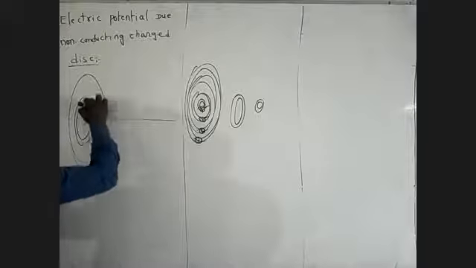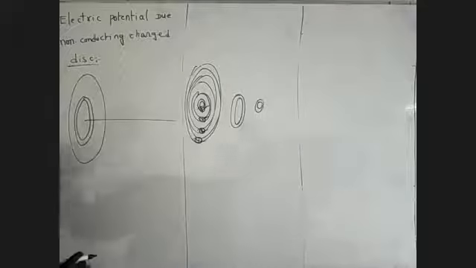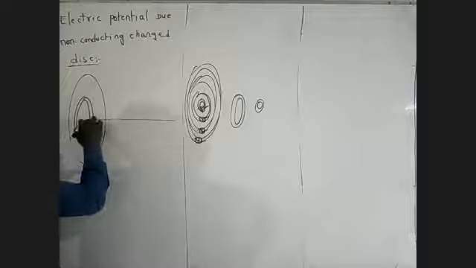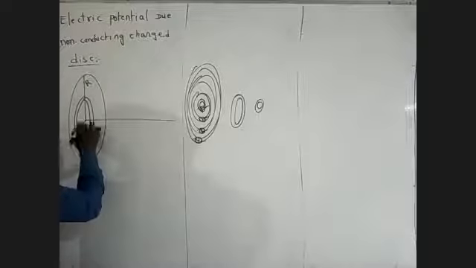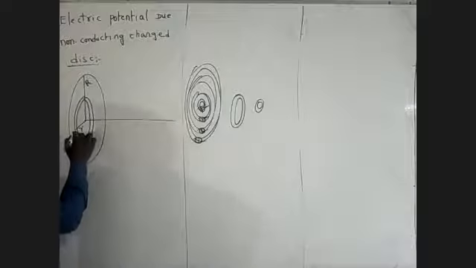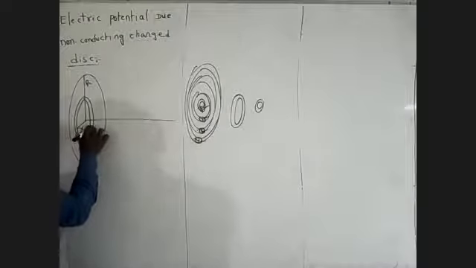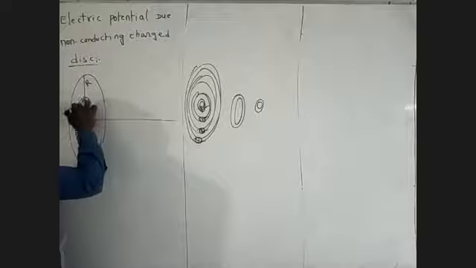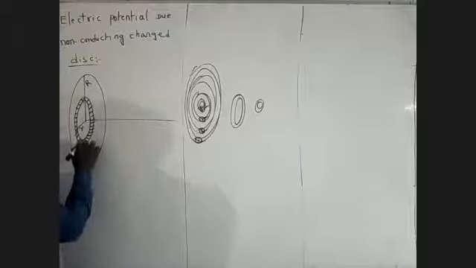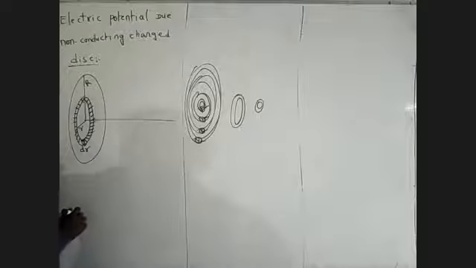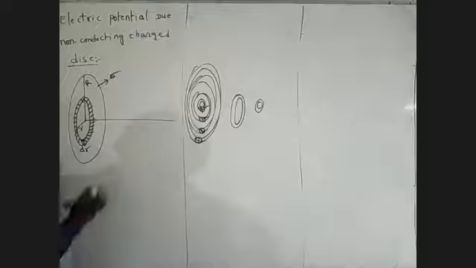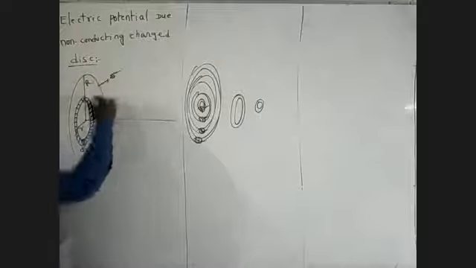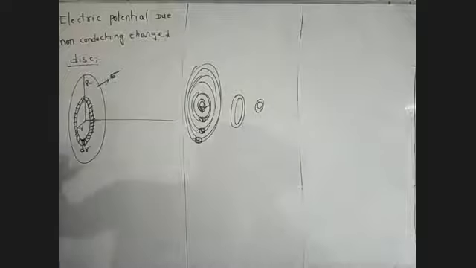This is one element. For this one the radius is capital R. For this the radius is small r. This is a small element of the disk. The width of this element is dr. This disk has surface charge density sigma.